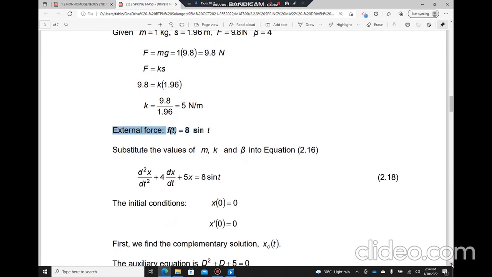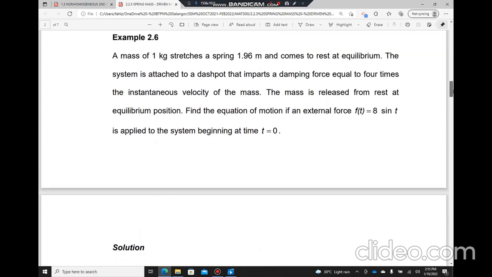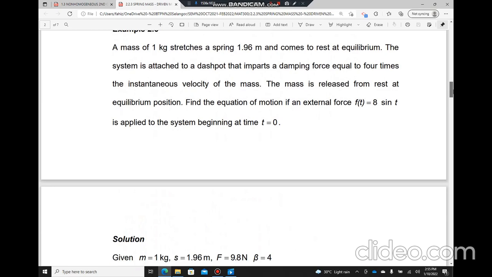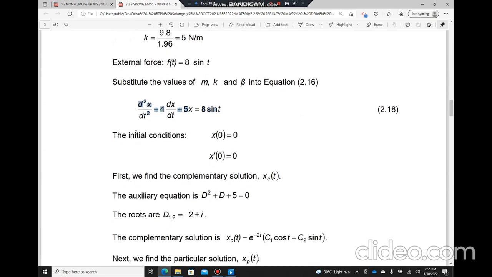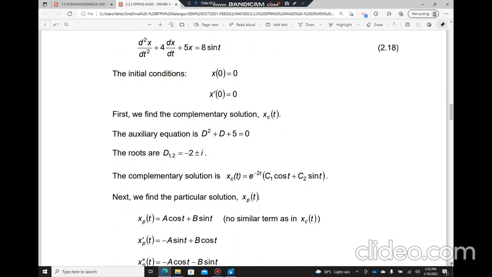Okay, next, substitute the values of M, K and beta into equation 2.16. So, masukkan M equals to 1. So, tak adalah nilai dekat depan ni. And then, beta equals to 4. K equals to 5. Ft equals to 8 sin T. Okay, satu lagi, since dalam kes ni dia tak cerita apa-apa berkaitan dengan position ataupun displacement and velocity, so kita boleh just assume dekat sini untuk initial conditions x0 equals to 0 and x prime 0 equals to 0.